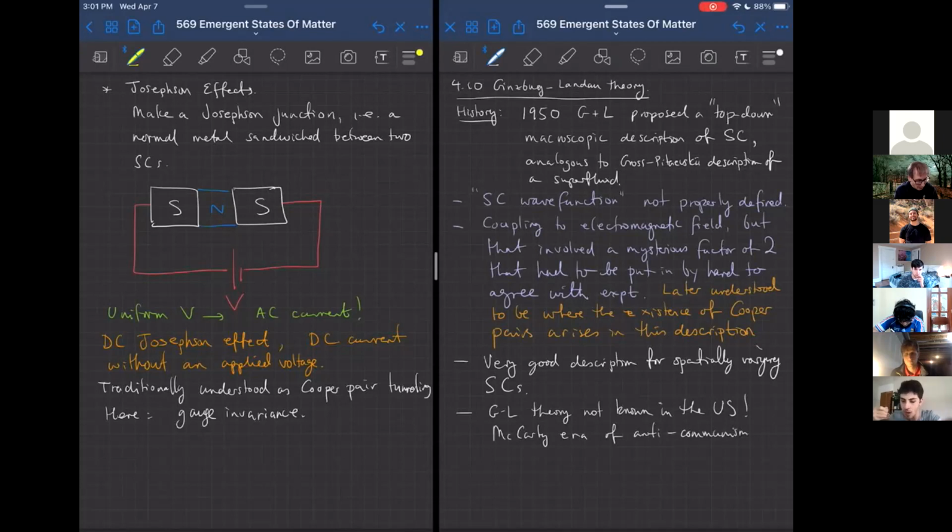And so what happened was that the U.S. authorities would in fact intercept copies of Soviet physics journals, and they would throw them into the sea. And this was described by Phil Anderson in Parks's book on superconductivity.